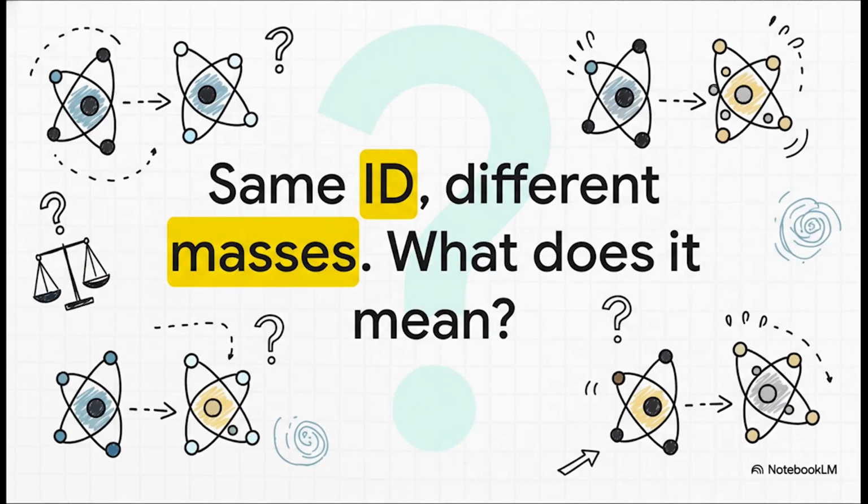And that leaves us with one final, and really fascinating question. We've established that an element's atomic number, its proton count, is its permanent ID. But what does it mean if you find two atoms of the very same element with the same identity, but they have different masses? What does that tell us about the building blocks of our universe? Well, that's a puzzle for next time.